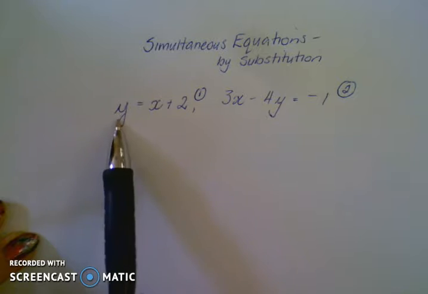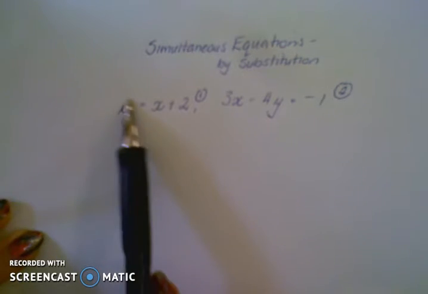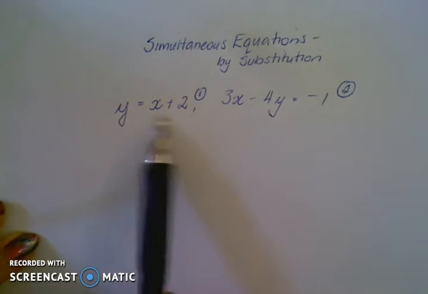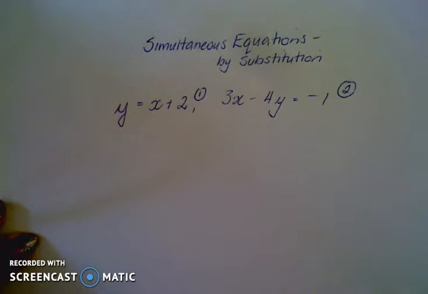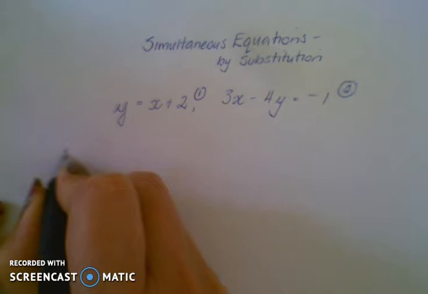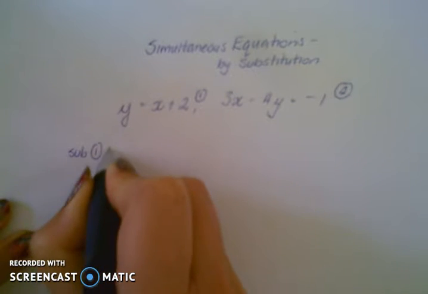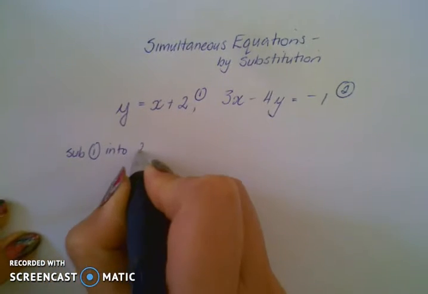Now what we've got here is we've already got one equation where we've got y in terms of x. So when we're solving by substitution, that's what we're aiming to do. We're aiming to get one variable in terms of another. So now we can substitute equation 1 into equation 2.